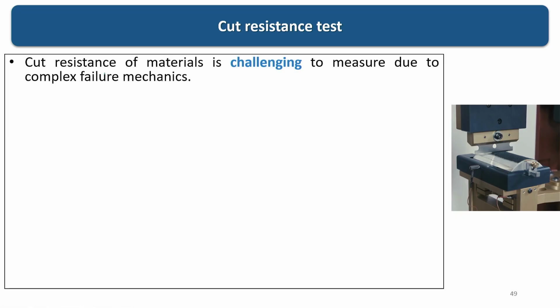The cut resistance of a material is challenging to measure due to complex failure mechanisms. So, that measurement is very complex. It is not straightforward like tensile testing or abrasion testing. Here the mechanisms are complex, that is the mechanics. That is why even the data interpretation is not simple, and we will try to understand the mechanics and the data interpretation.